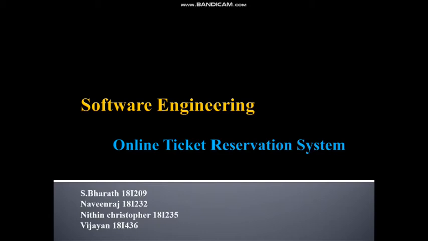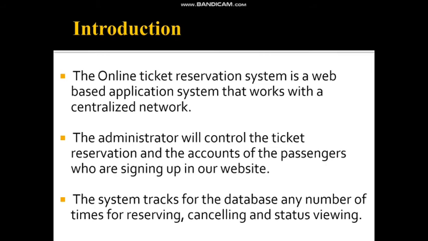I am going to explain the introduction, use case diagram and class diagram. The online ticket reservation system is a web-based application system that works with a centralized network. By using this ticket reservation system, people can book tickets online for bus, train, aeroplanes, movies and so on. The passenger can reserve the ticket by giving the required details in the form and submitting it for processing.